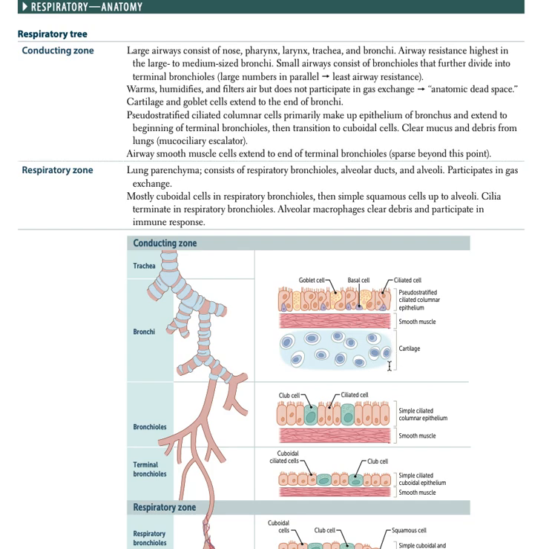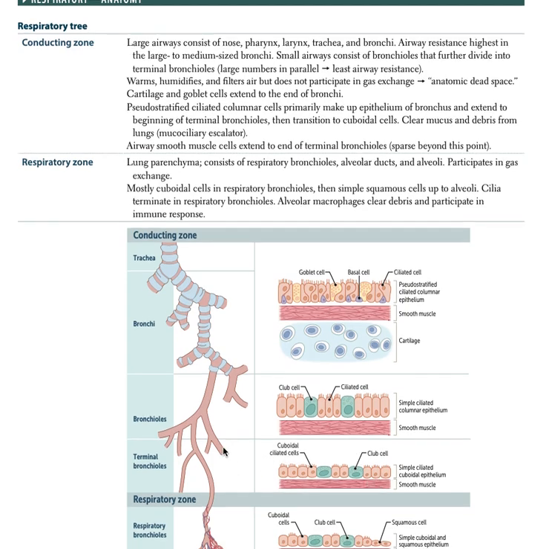What we are seeing here is the same. Pseudostratified ciliated epithelium, simple ciliated columnar epithelium, then the transition into cuboidal cells. They clear mucus and debris from the lungs. It is also called the mucociliary escalator. Airway smooth muscle cells extend to the end of terminal bronchioles and are sparse beyond this point. Here we are looking at the smooth muscles till the terminal bronchioles.